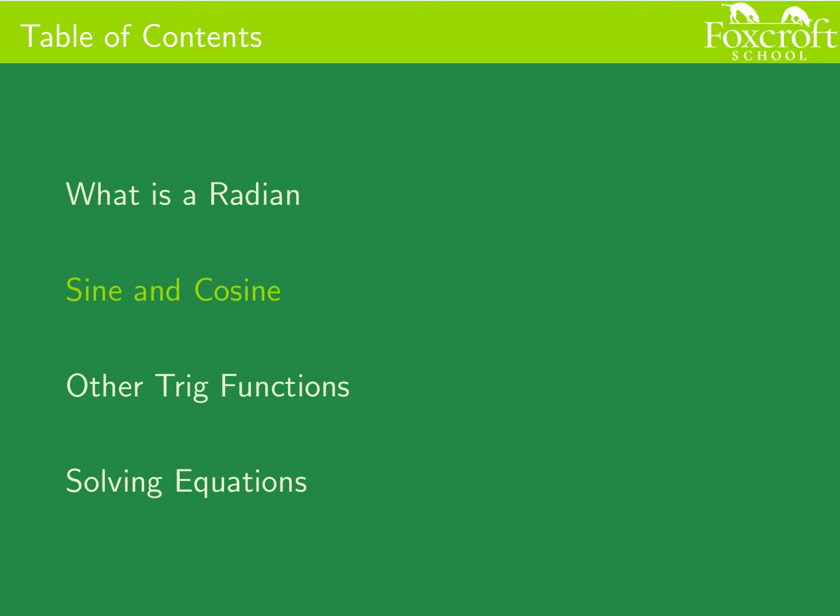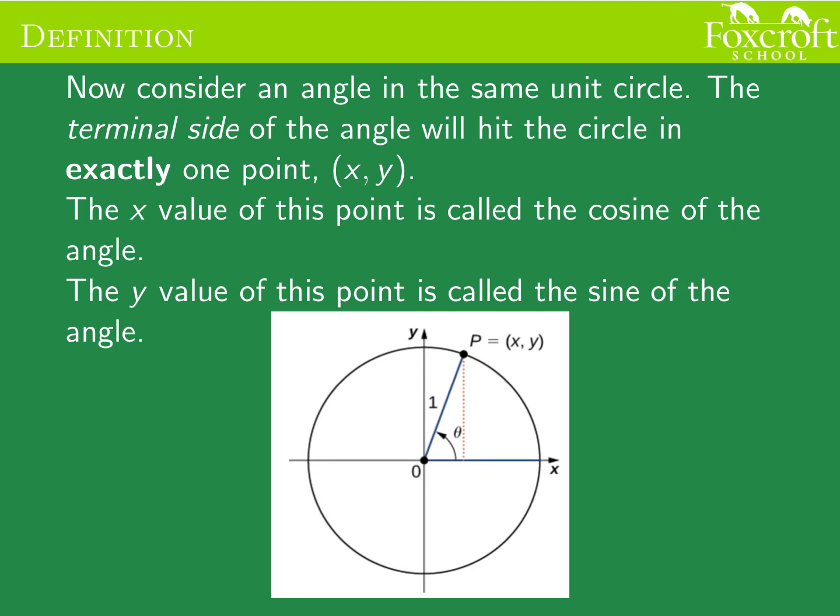So now we'll talk about the big things when we're talking about trigonometry. All right, sine and cosine. These are the ones that get used the most. All right, so the definition.